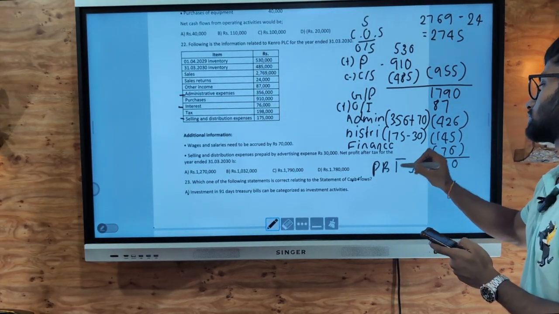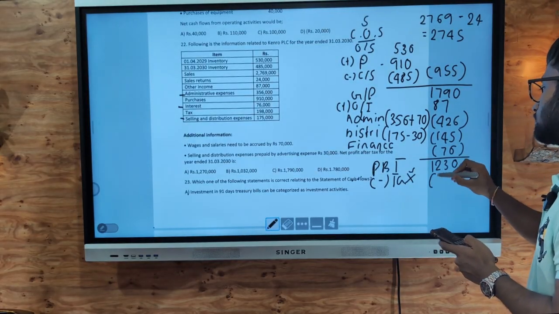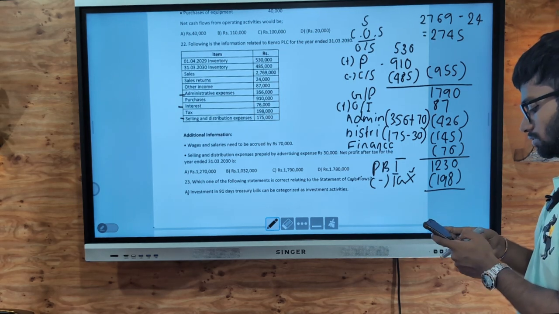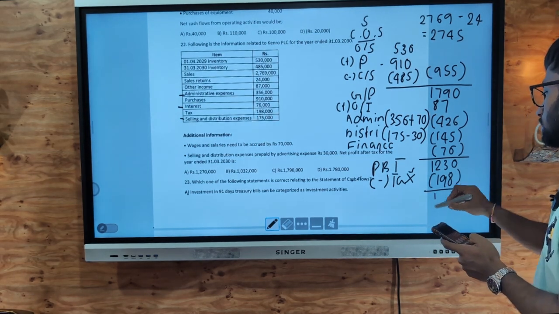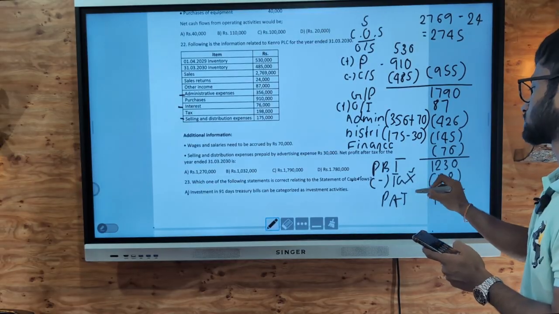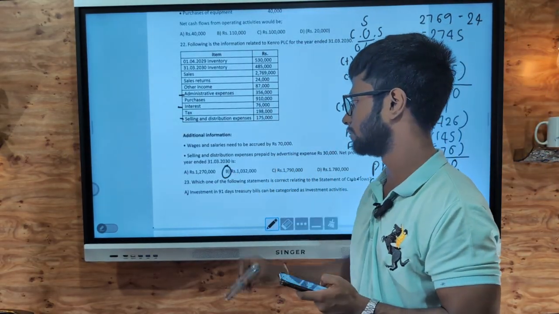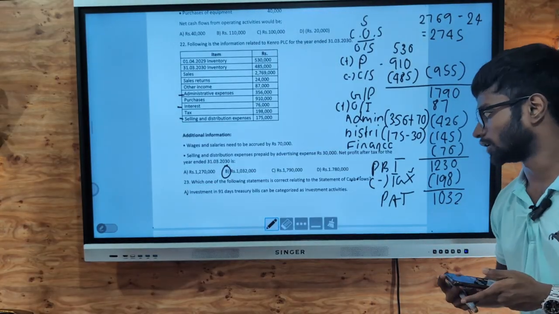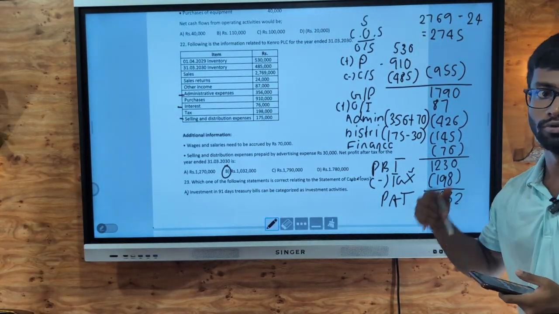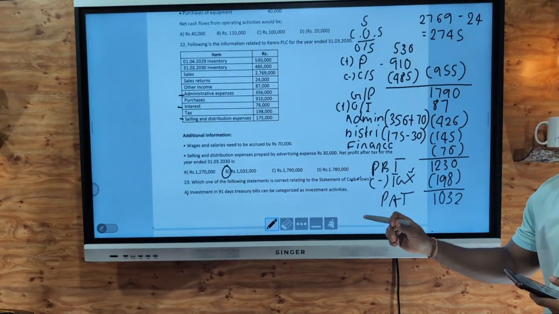PBT, profit before tax. From that, you deduct the tax, which is 198. Then you get 1032 as profit after tax. Profit after tax, so the answer is number B. I hope you understood that part. Make sure you do the workings and write this down. We can move on to the next part then.